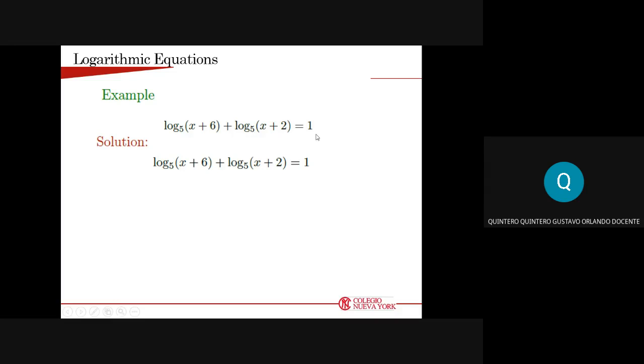Solution. First step, let's copy the equation again. Second step, combine them. So we know the logarithm has to have the same base, right? There it is. And inside the logarithm, I am going to multiply the 2 values. So x plus 6 multiplied by the second value, x plus 2. There it is. From here, now that we only have one logarithm, we can move it to the other side to isolate the variable.